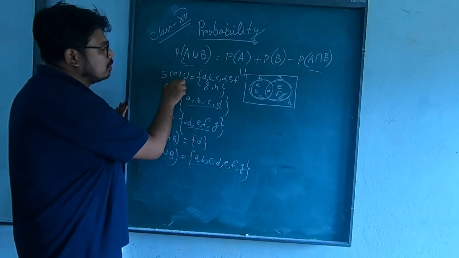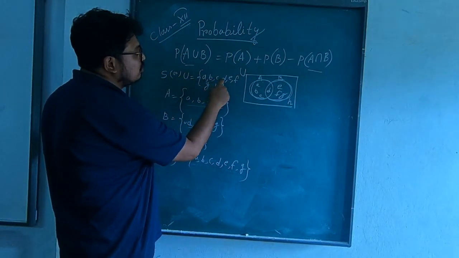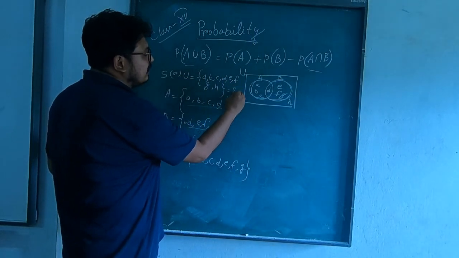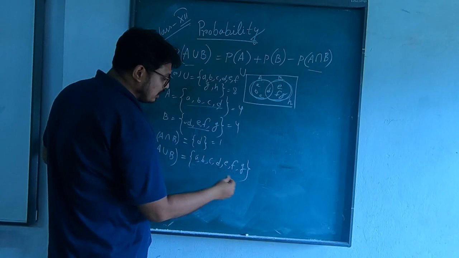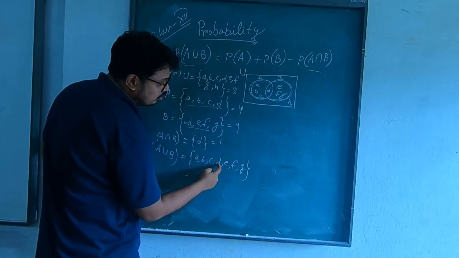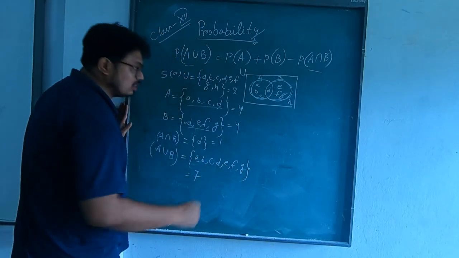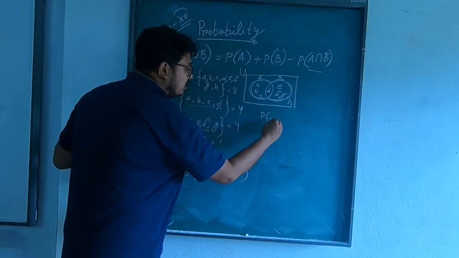So here how many elements are there? Here the number of elements is 1, 2, 3, 4, 5, 6, 7, 8. 8 elements are there in total. Here 4 elements are there, here also 4 elements, here 1 element. And here 1, 2, 3, 4, 5, 6, 7. 7 elements are there.